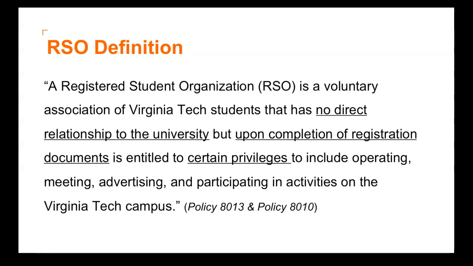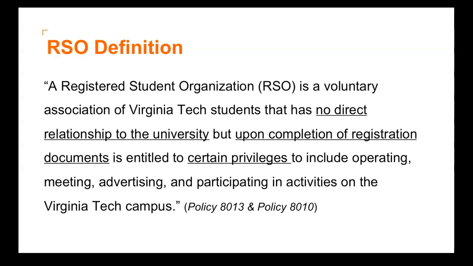Within this definition, it is important to note that your organization does not have a direct relationship to the university. The university does not take ownership of the organization, and when acting as an organization, you are acting voluntarily. This means your organization and your leaders are not official agents of the university and cannot present yourselves as such, including when entering legal agreements.